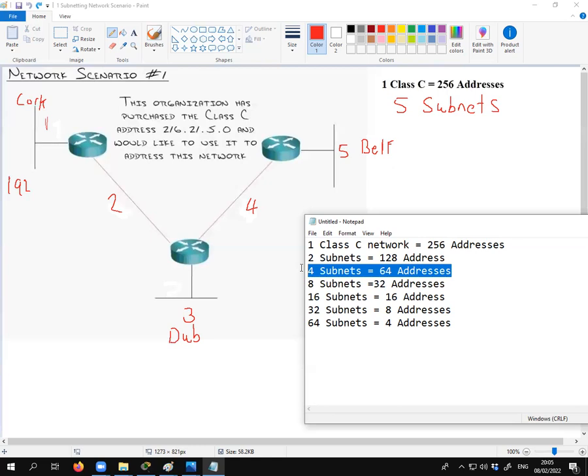This one here is too short. We're shy. We have to go as far as 8 subnets with 32 addresses, 32 addresses in each subnet. Okay. Any questions on that?